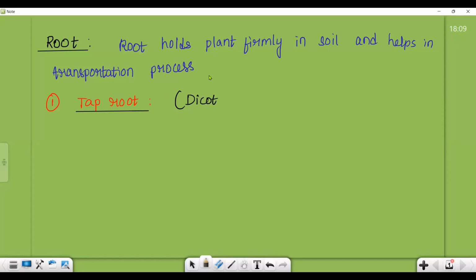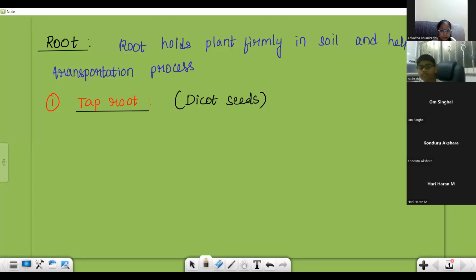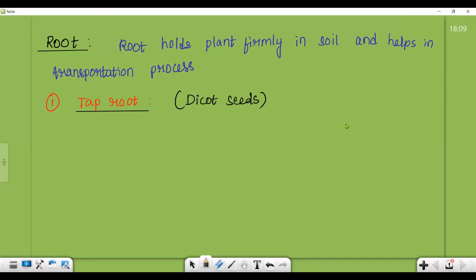So dicot plants means, do you have an idea of dicot plants? So you know seeds. Yes, ma'am. I don't know dicot plants, but I know dicot seeds. Okay, seeds. Suppose I'm considering a peanut. How many halves can you see in a peanut? You can find two halves, right? Yes, ma'am. So if any seed has two halves, it is called a dicot seed.